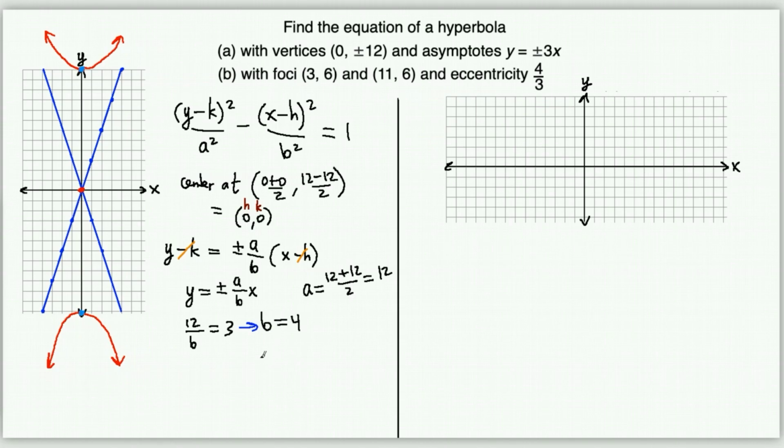Another way to visualize this is this. 12 over b is equal to 3. So if you switch them around, you'll be fine. You can switch them around. So 12 over 3 is equal to b. 12 over 3 is exactly 4, right? So the b value is 4.